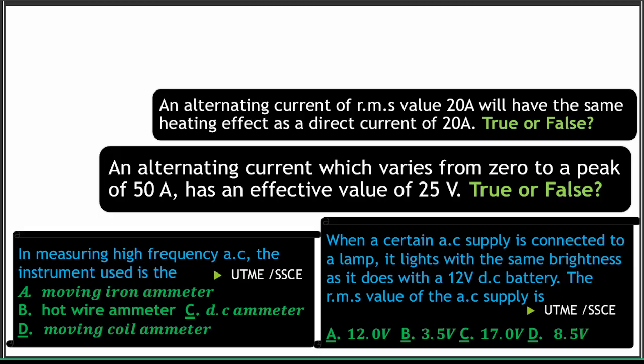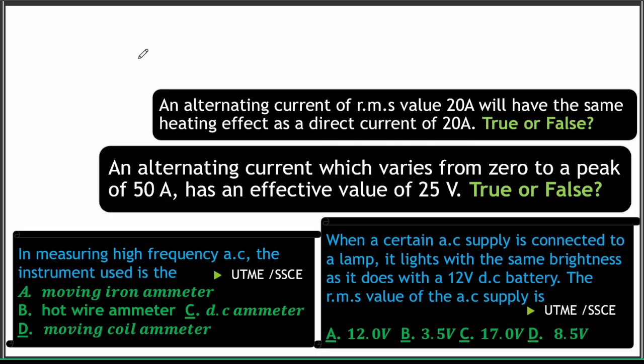All right, so this is where we are going to stop. Let's answer these questions. Pause the video and give the first one a try. So an alternating current of RMS value 20 amperes will have the same heating effect as a direct current of 20 amperes. True or false?